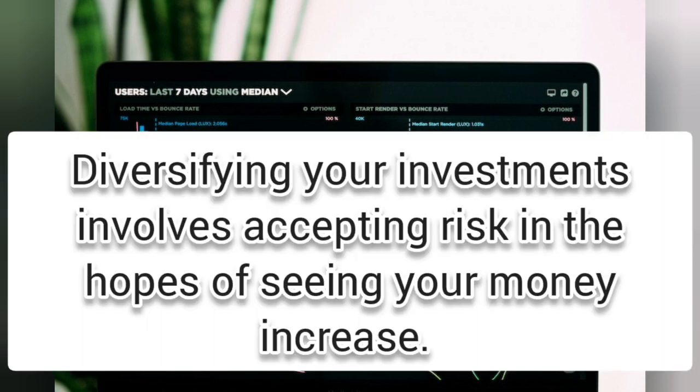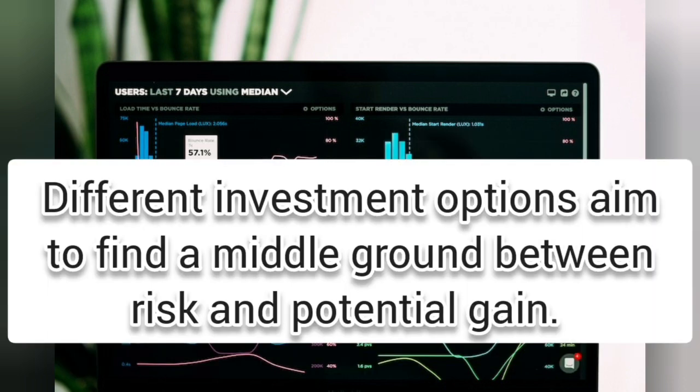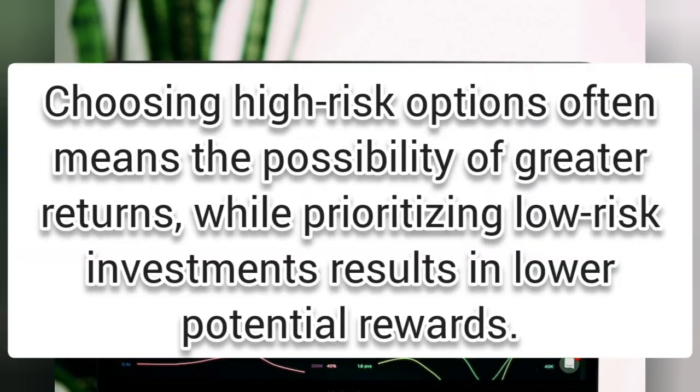Diversifying your investments involves accepting risk in the hopes of seeing your money increase. Different investment options aim to find a middle ground between risk and potential gain. Choosing high risk options often means the possibility of greater returns, while prioritizing low risk investments results in lower potential rewards.